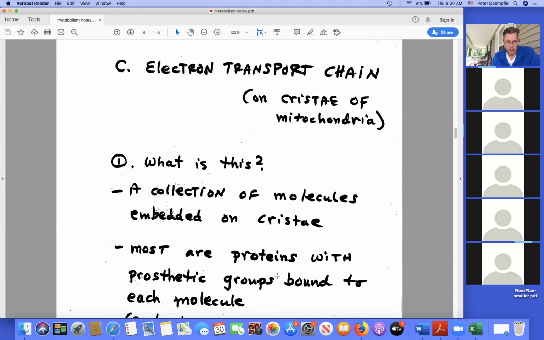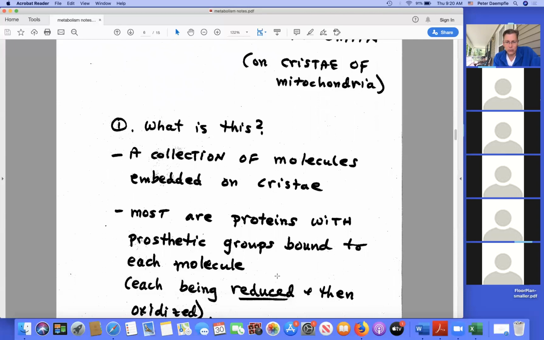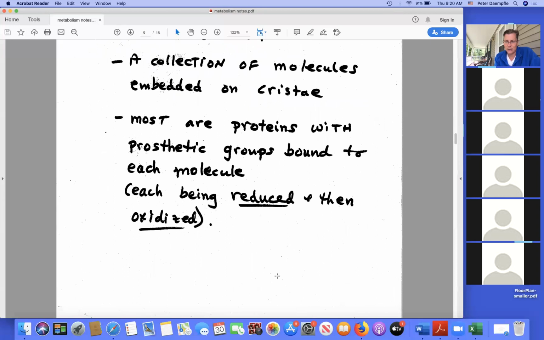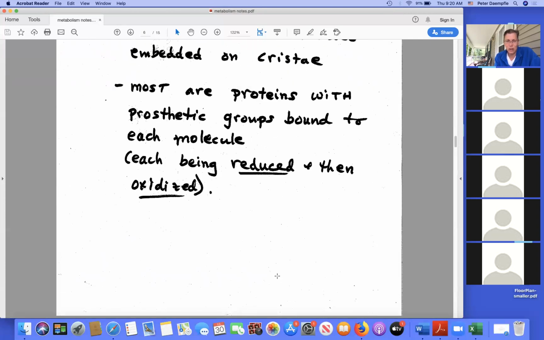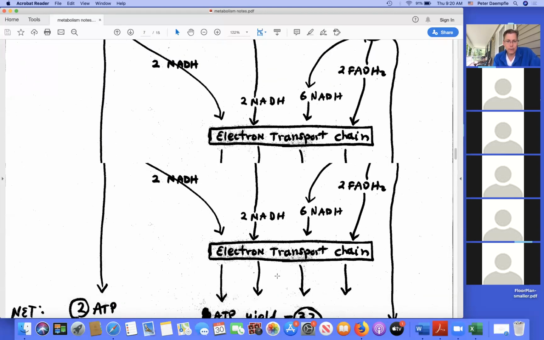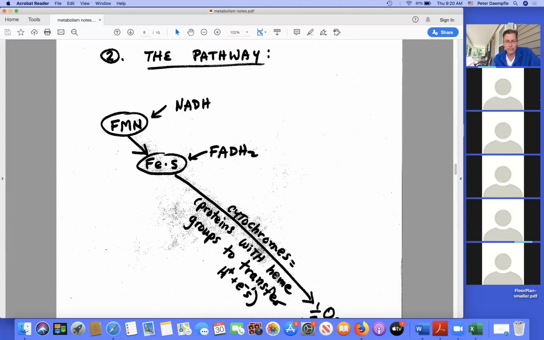Those are the molecules. And these are proteins with what we call prosthetic groups that bind to each molecule, and they get reduced and oxidized as the high energy molecule floats down the electron transport chain. All right, and I have a picture of the electron transport chain right here. Let's just skip to right here. NADH enters the chain at a higher level than FADH2. It goes into FMN, FADH2 goes into FeS, all right, whatever those are, flavin mononucleotide, FeS is iron sulfur.